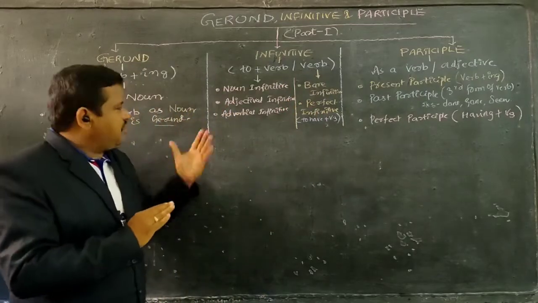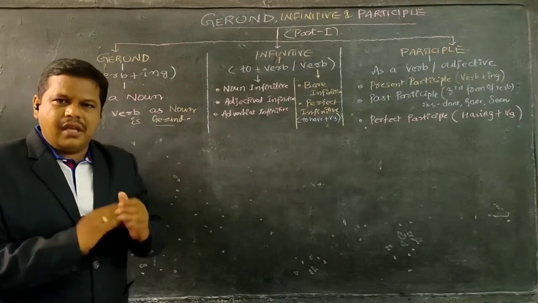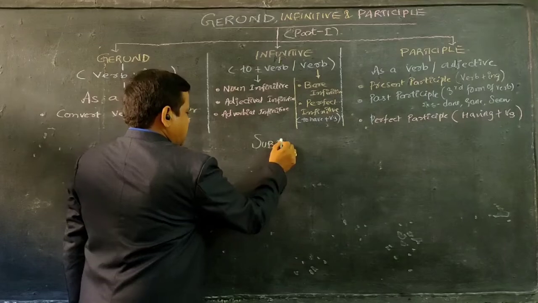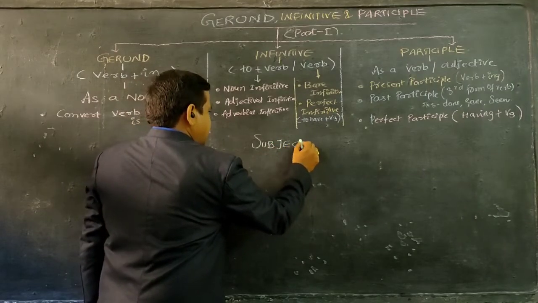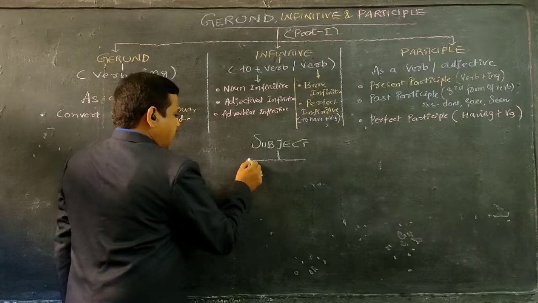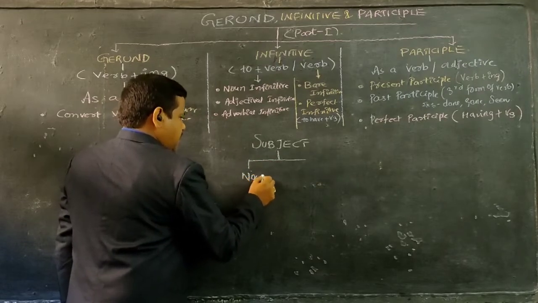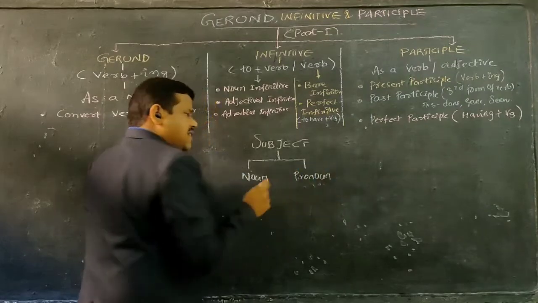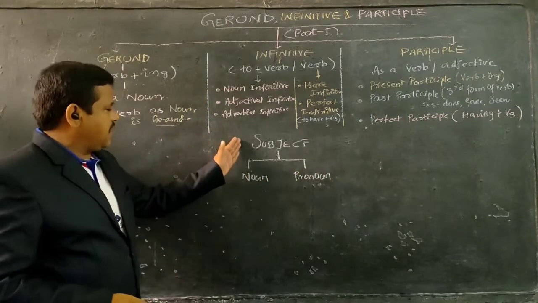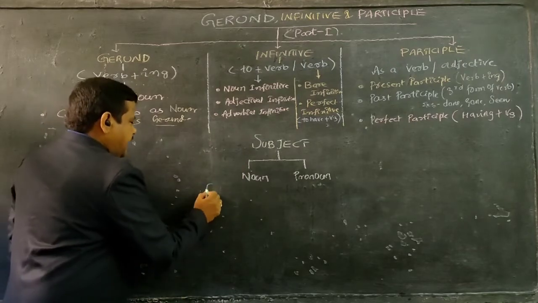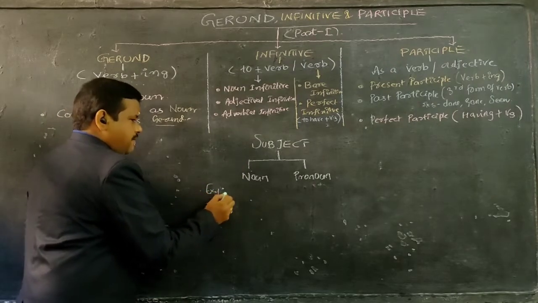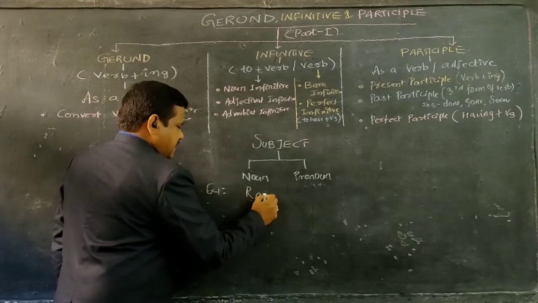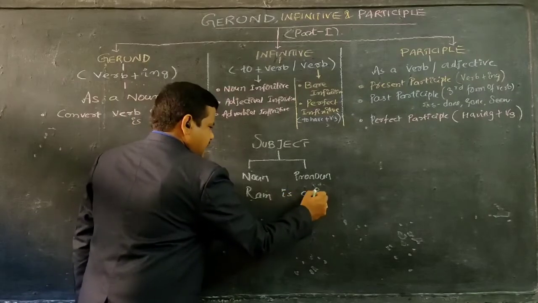Now students, before starting gerund and infinitives, let us see a small concept. You know very well what a subject is. Within a sentence, when we are using either a noun or a pronoun, it is called a subject. Let us consider one small example. I have a friend called Ram. Ram is a good student.